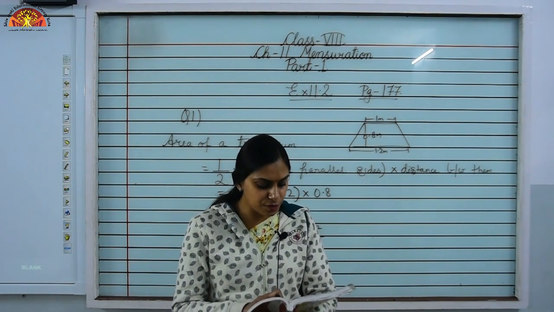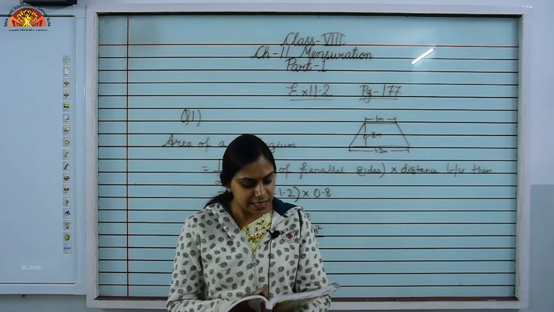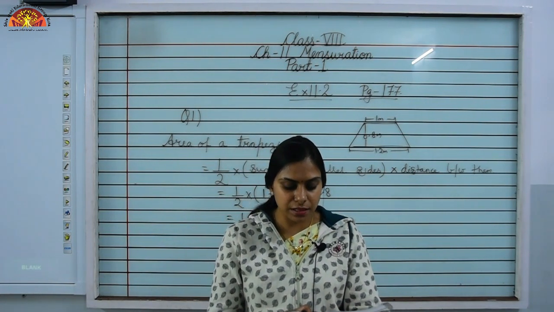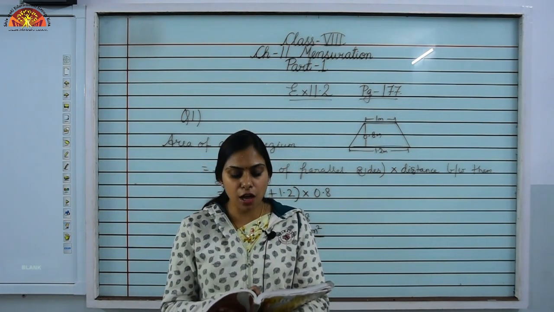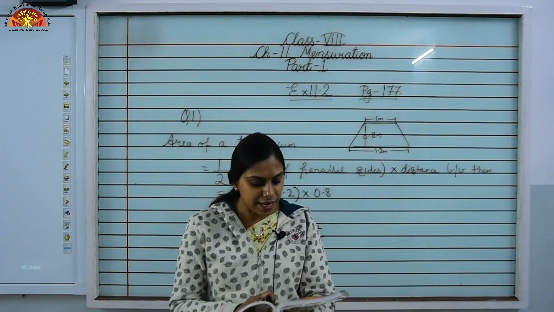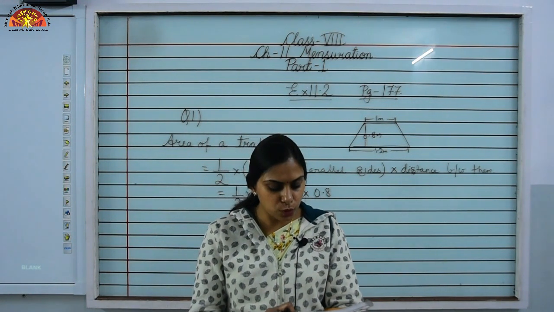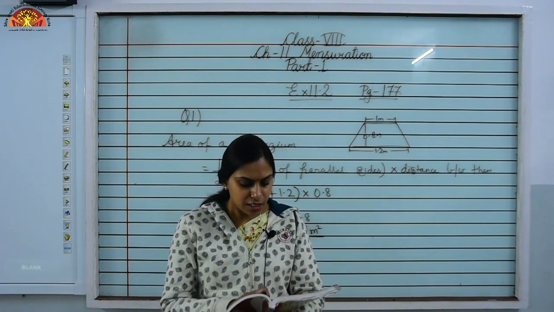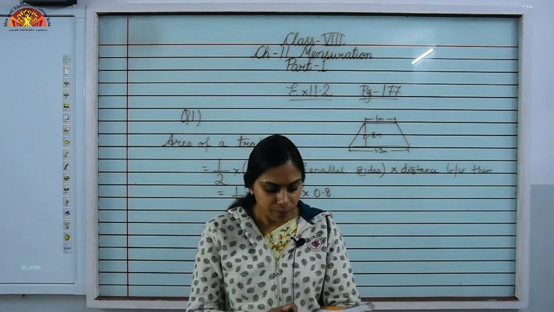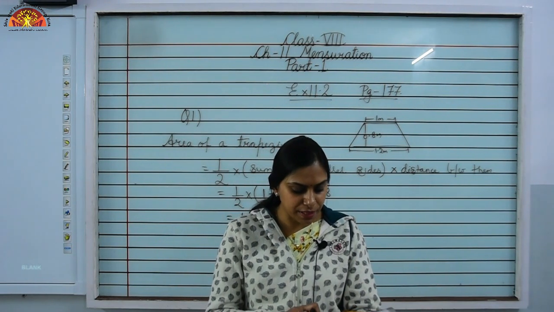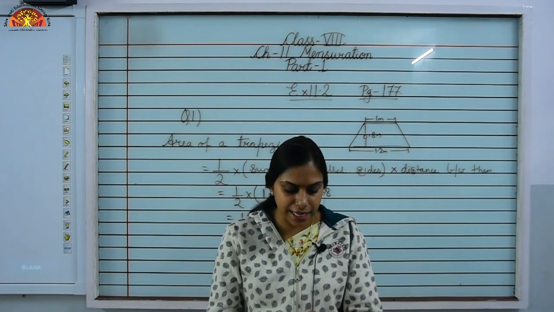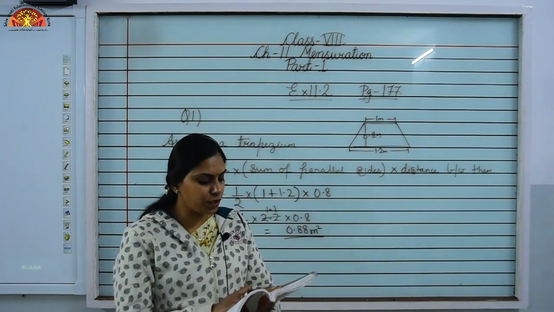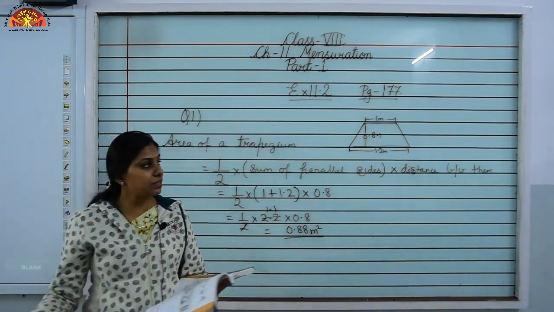If BC is equal to 48 meters, CD is equal to 17 meters and AD is equal to 40 meters, find the area of the field. Side AB is perpendicular to the parallel sides AD and BC. So children, again you have to find the area of a trapezium. So let's see over here, children.